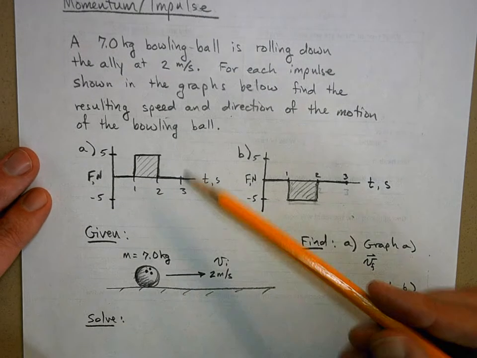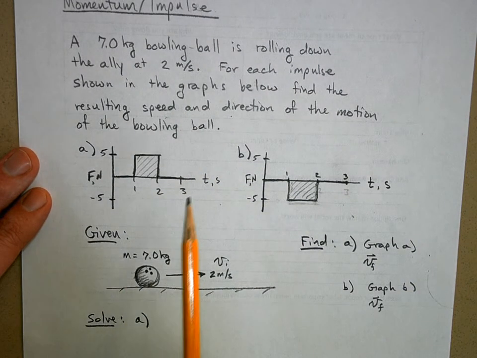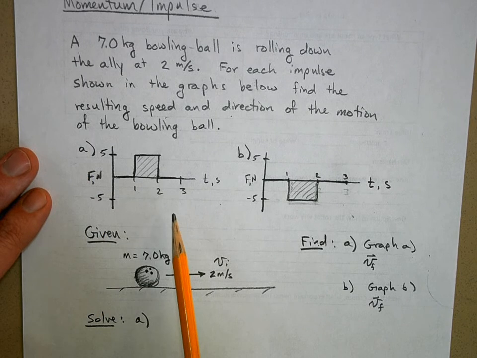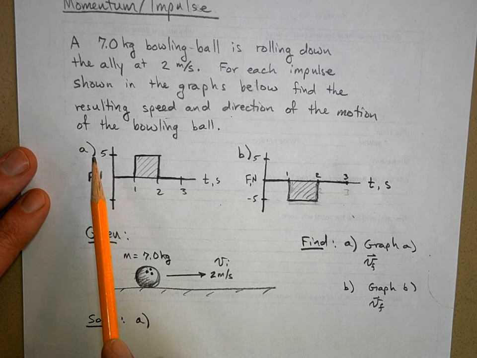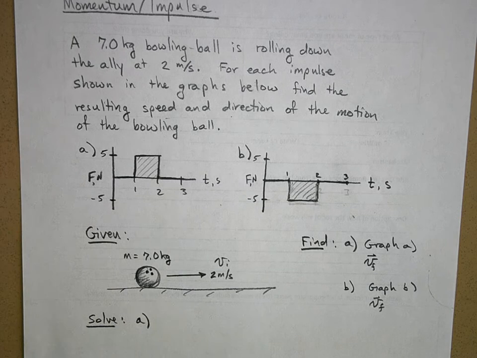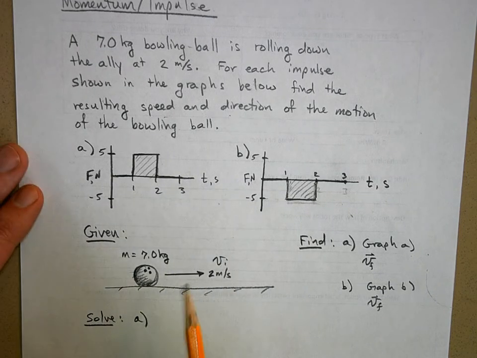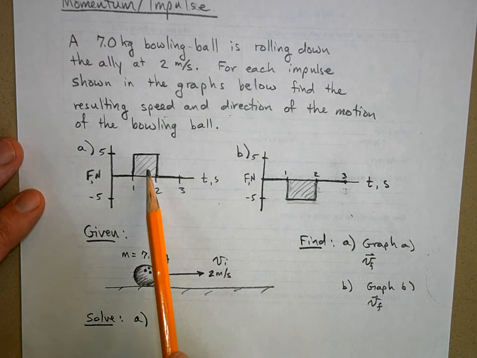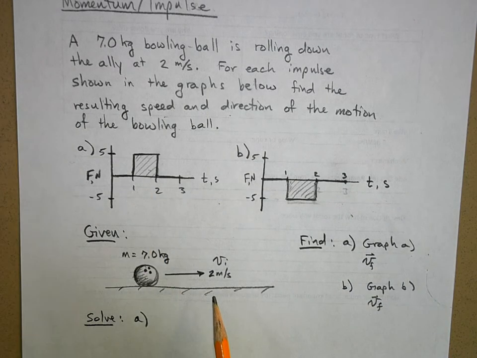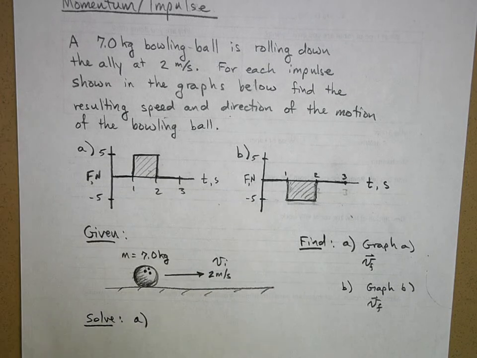Well, taking a look, let's do A first. Look at this impulse. We are applying a force to this bowling ball, but the force is positive 5 newtons, isn't it? Positive 5 newtons. And positive in this graph means to the right, as it usually does. So this impulse is going to make the bowling ball go faster or slower? It's going to make it go faster because we're going to push on it in the direction it's already moving. So we're going to increase its velocity. We're going to increase its momentum.